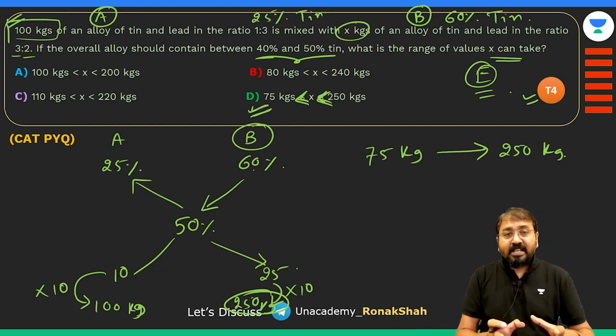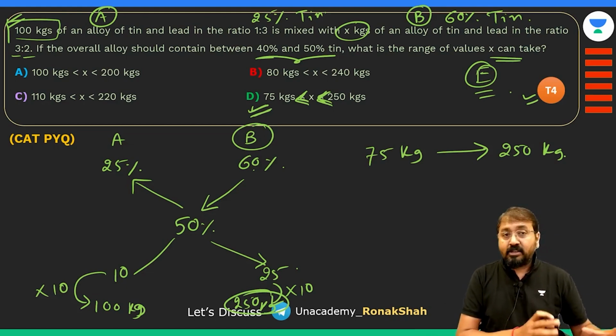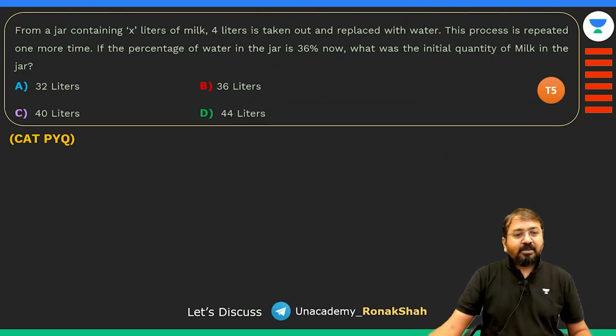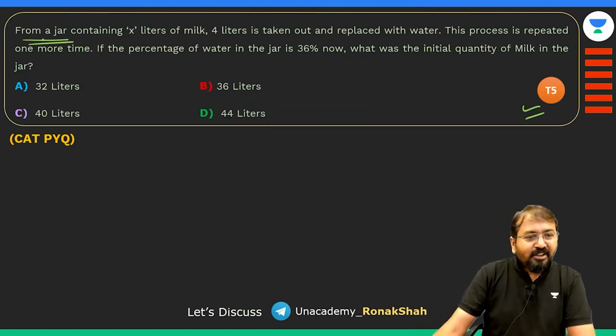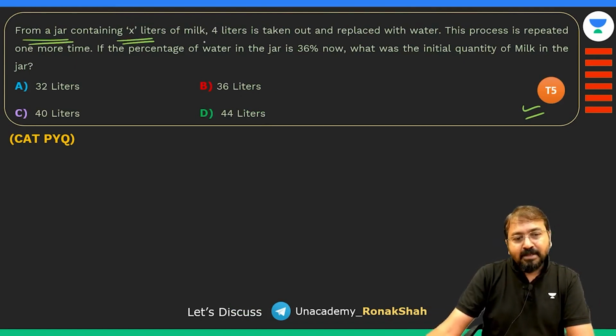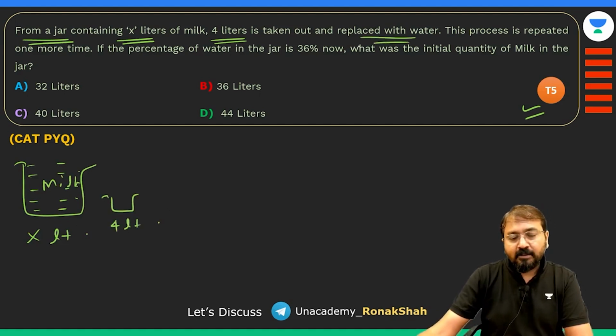Guys, we have taken 9 questions up till now. In the last about 12-13 minutes, we have solved 9 questions. Okay, let's take one more question, and this is of variety 5, removal and replacement, a very simple variety. From a jar containing X liters of pure milk, we don't know the quantity of milk in this jar, we are taking out 4 liters of milk and replacing it with water.